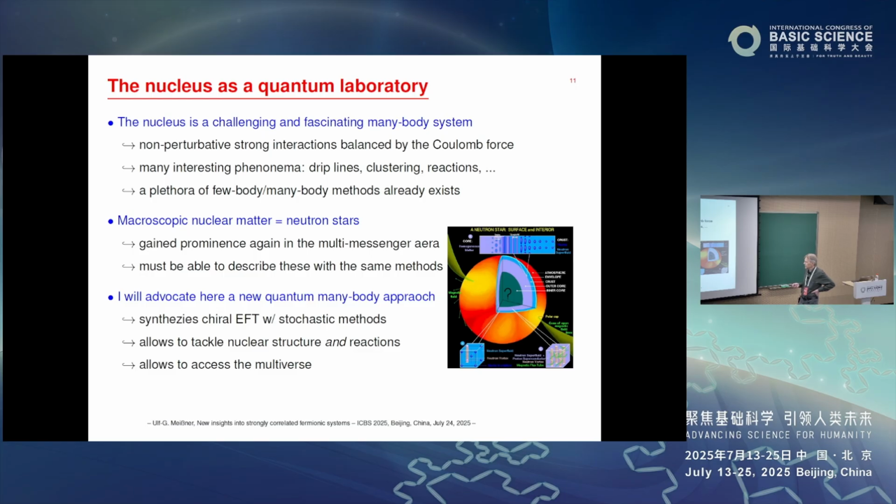And so, as I said, I will advocate a new quantum many-body approach where chiral effective field theory for nuclear forces is mixed with stochastic methods. And this allows us to tackle nuclear structure and reactions.